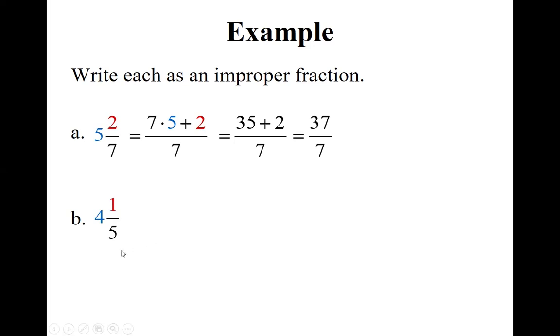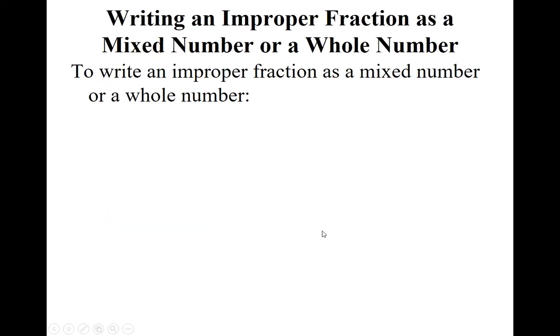In B, start at the bottom. Start with the 5. 5 times 4 plus 1. Keep that all over the original denominator of 5. 5 times 4 is 20. 20 plus 1 is 21. So we get 21/5. So that's a nice little method we have to go from mixed number to improper fraction.